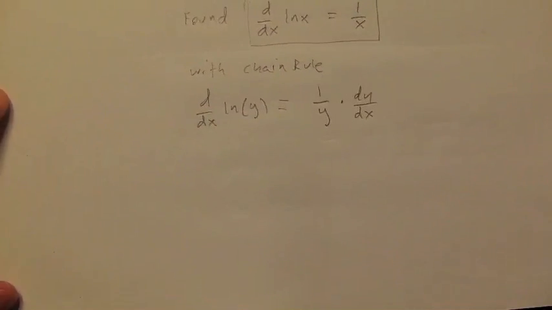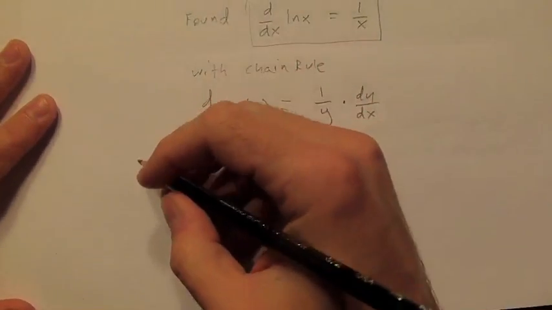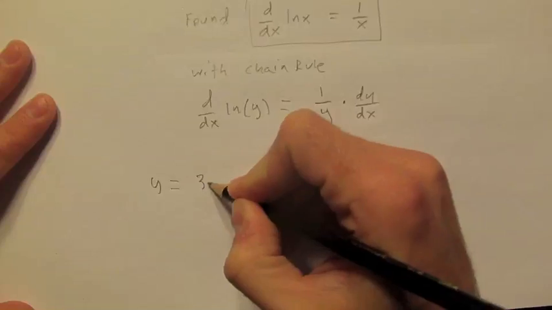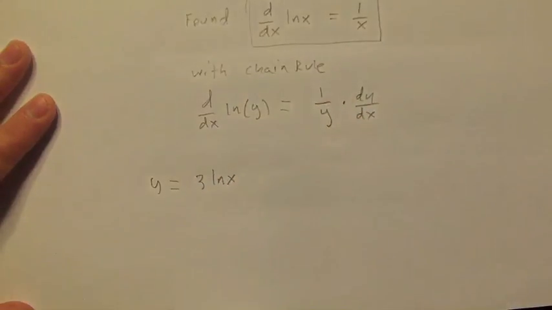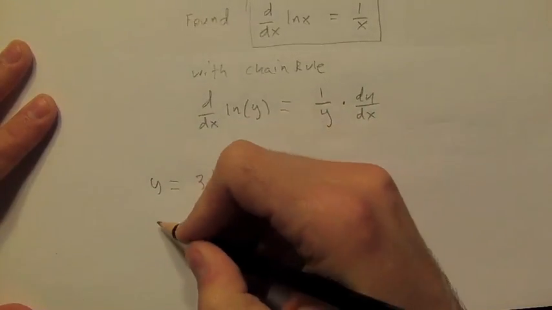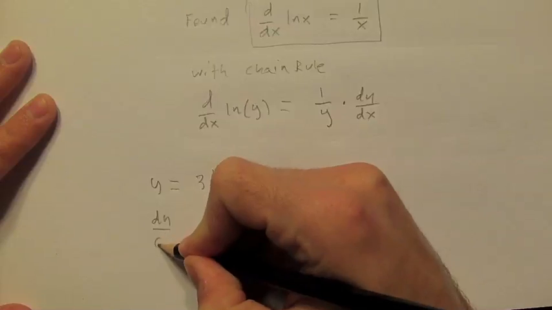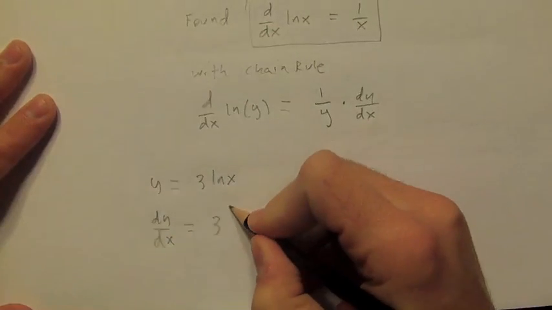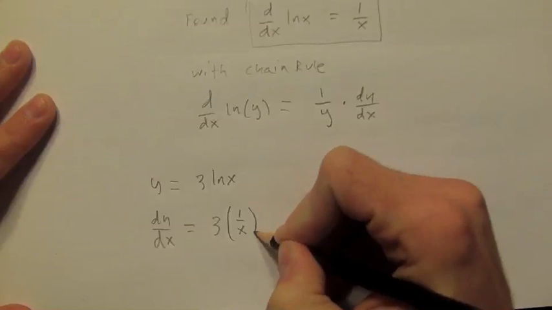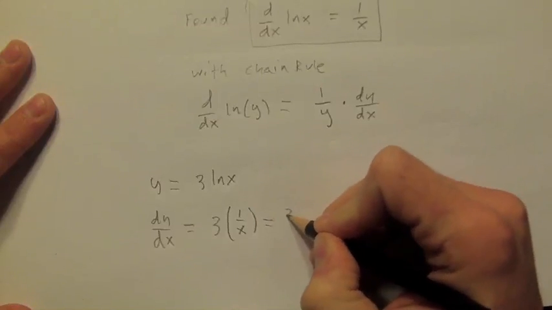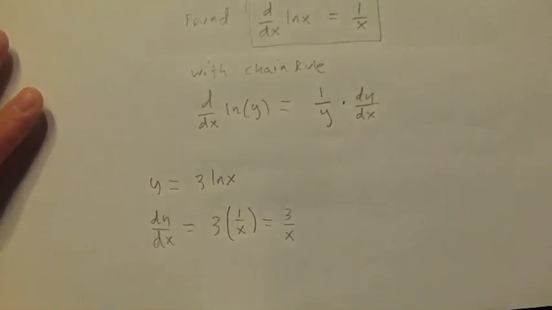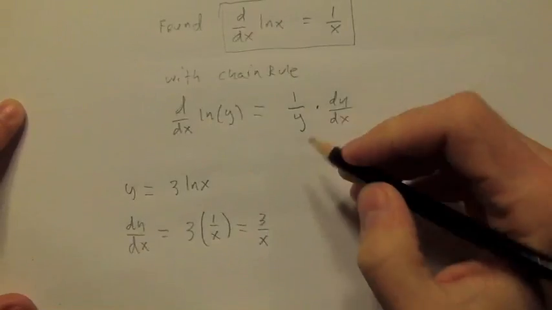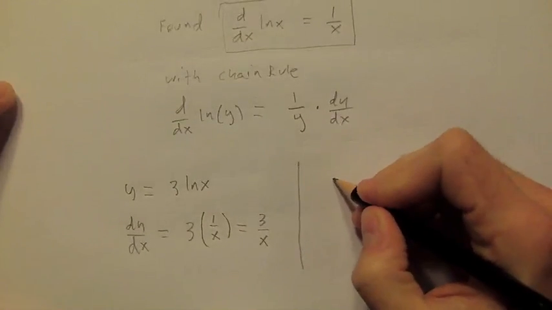All right, so that's that rule. So let's do some basic examples. If I had y is equal to 3 natural log of x, okay, then dy over dx would be 3, the constant comes along for the ride, times 1 over x, which is 3 over x. Simple enough. How about one that would involve the chain rule?